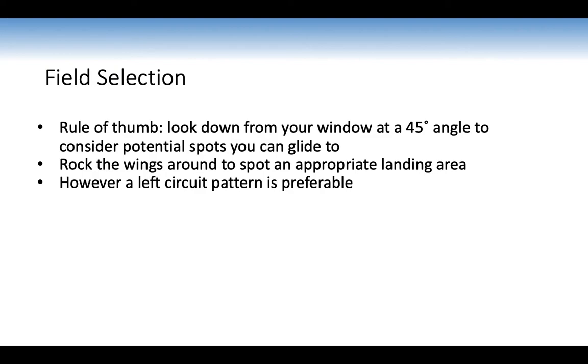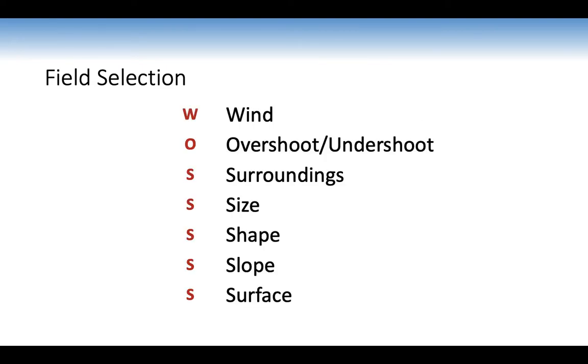We're going out to a predetermined field. It won't happen in real life, so always be thinking of a plan B, a field you can land on, so that if you do have an engine failure, you can waste no time and head there straight away. Field selection is done using our WASP criteria: wind, overshoot, undershoot, surroundings, size, shape, slope, and surface. These checks are done to determine the suitability of the field for landing.